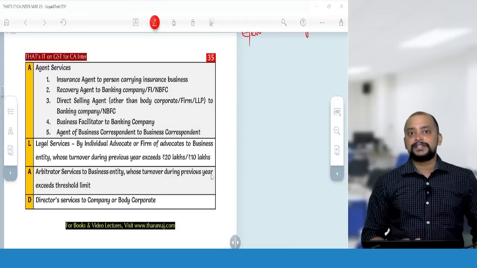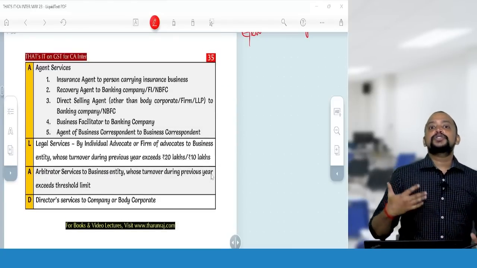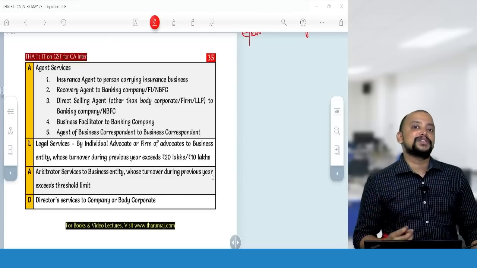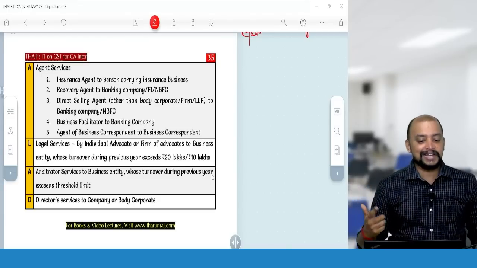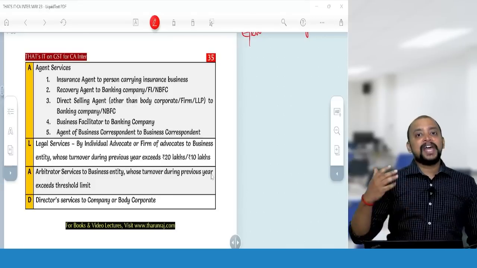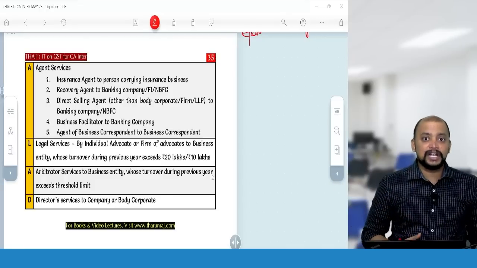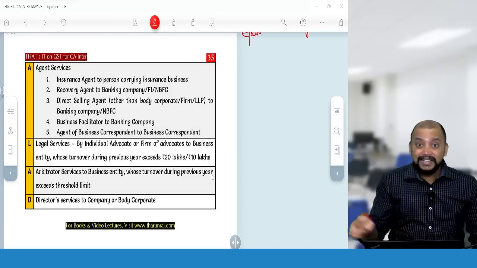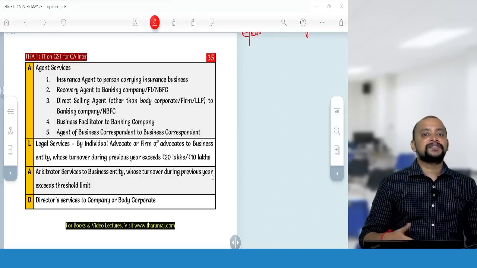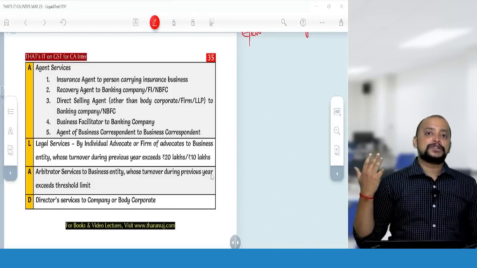Then agent services, total 5 agents are covered. Insurance agent to insurance company. Insurance agent providing service to insurance company gets some commission on that. Insurance company will pay GST under RCM. Then recovery agent to bank, financial institution or NBFC. So bank, financial institution, NBFC will pay GST on the commission. Then direct selling agent other than body corporate or firm to bank, financial institution, NBFC, on the commission bank, financial institution, NBFC will pay.